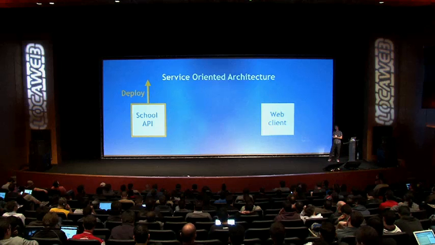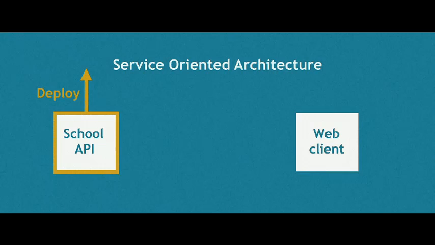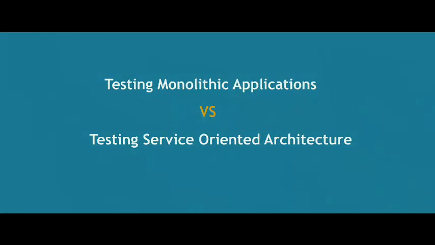A trait of service-oriented architecture is that the different applications can be deployed independently of each other. So the school application can be deployed independently of the web client application, and the web client application independent of the school API application. So now that we understand basically what a monolithic application is and what service-oriented architecture is, now we could look at testing monolithic applications and testing service-oriented architecture. Because the architecture is different, they present different challenges in testing. And we'll look at this in more detail.